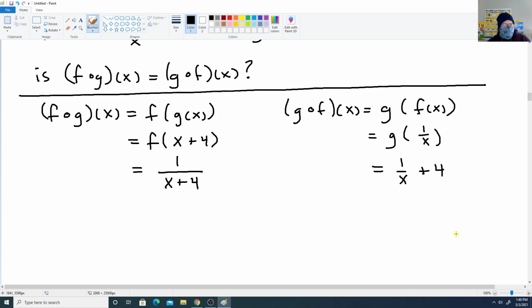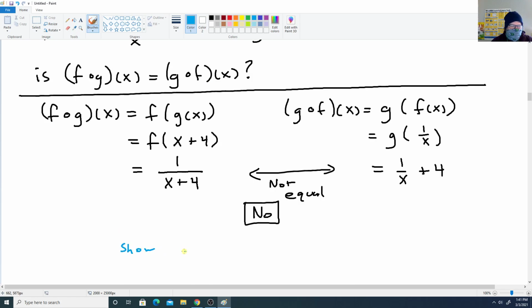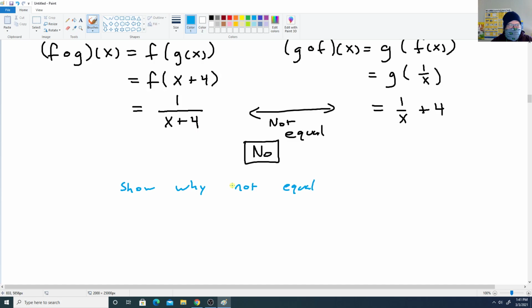These are different. If you all are having trouble seeing that these are different, we could say, imagine plugging 1 in. So these right here, we'll say these are not equal. These are not equal, so in this case, no, these are not the same thing. But if you are having trouble and you're like, hey, can you show me why they're not equal, we could show why not equal. Let's take a number like x equals 1.